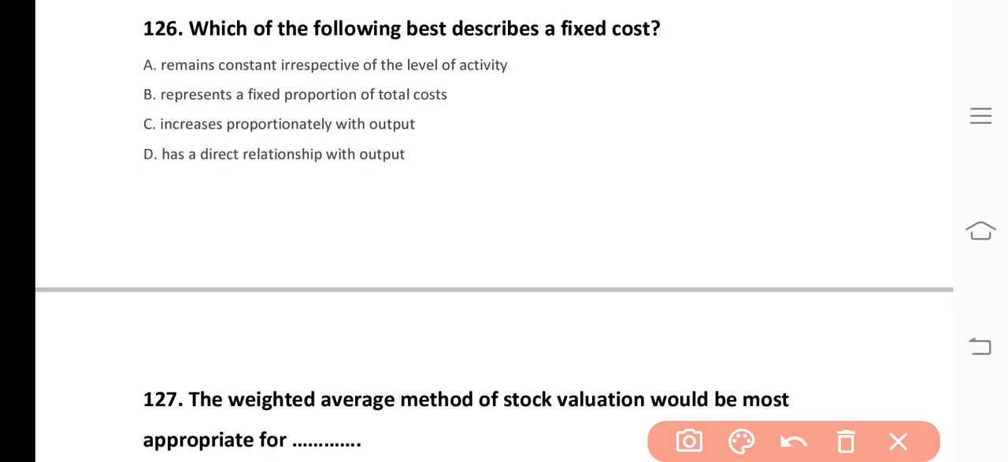MCQs number 126. Which of the following best describes a fixed cost? Remains constant irrespective of the level of activity. Represents a fixed portion of total cost. Increase proportionally with output. Has a direct relation with output. So the correct option is option A. Remains constant irrespective of the level of activity. Fixed cost is a cost which organization has to bear whether the production is at maximum level or at zero level.